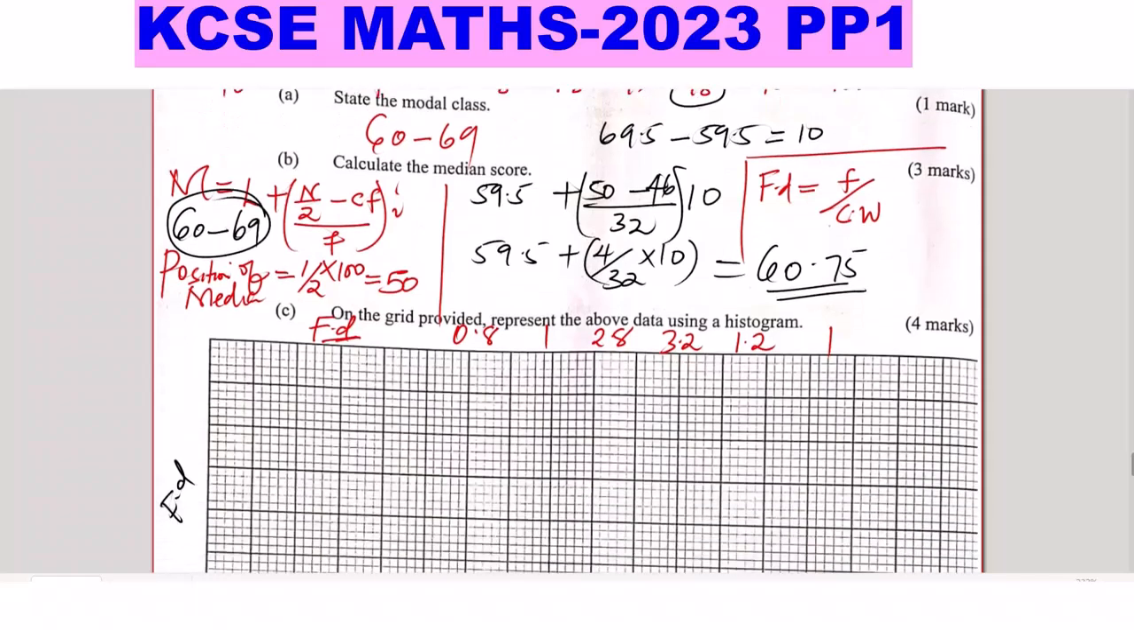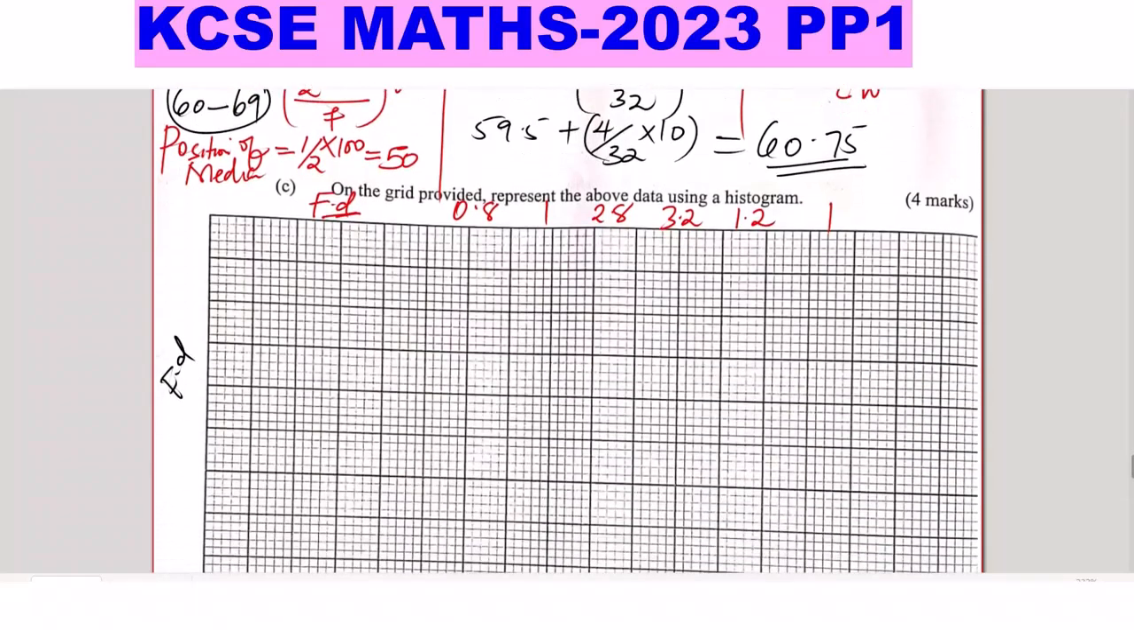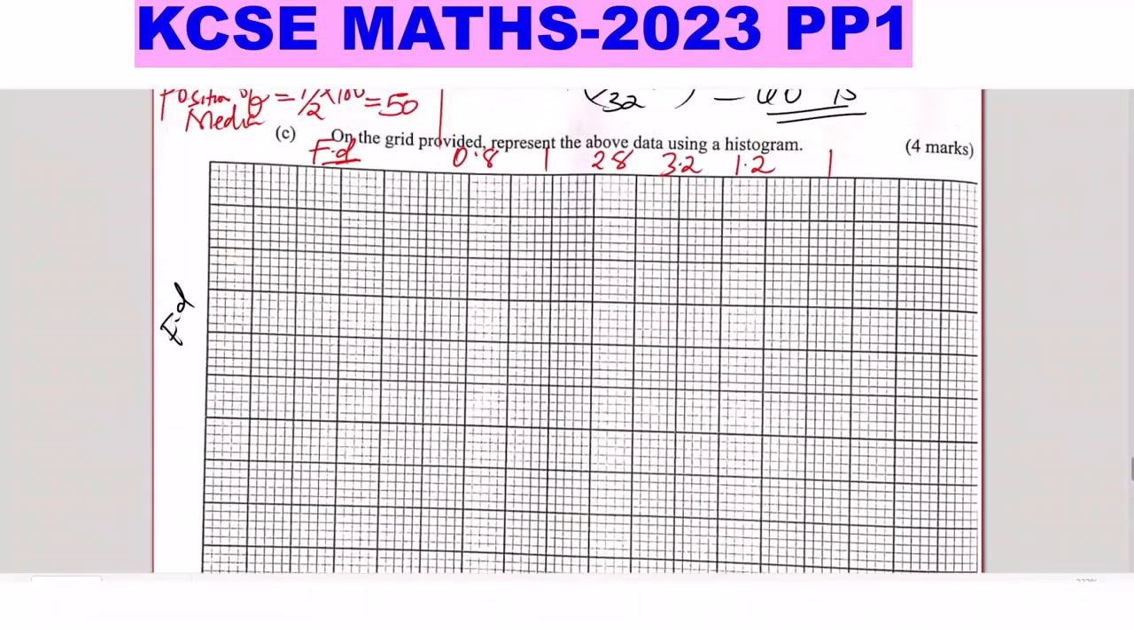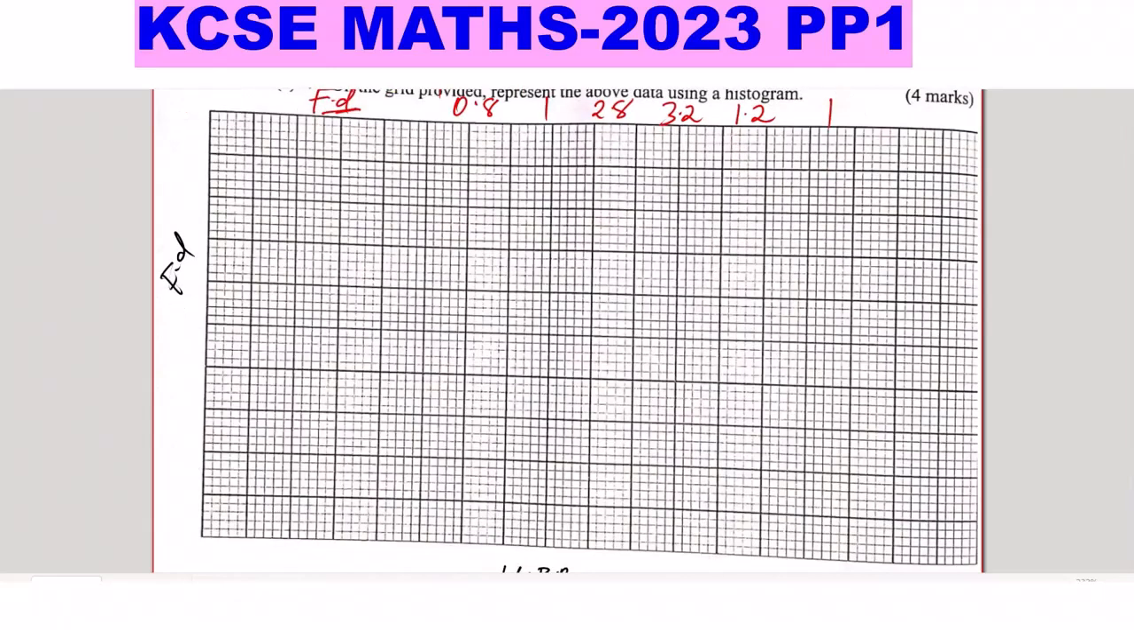Now we need to plot. Decide on the scale that you're going to use. For the y-axis, you can see the lowest there is 0.8, the biggest is 3.2. So we can use a scale of 2 centimeters to represent 1. So let me draw the axis. That will be the x-axis, then the y-axis.